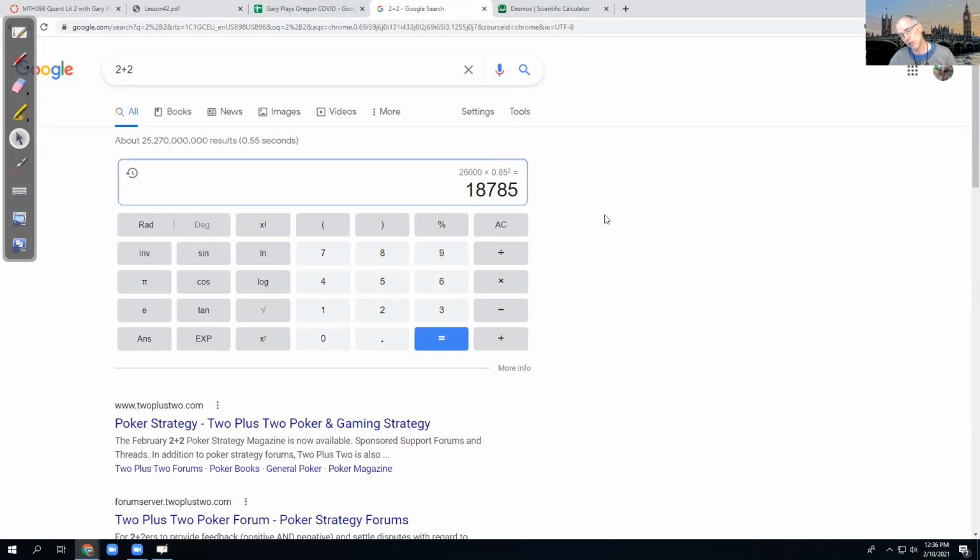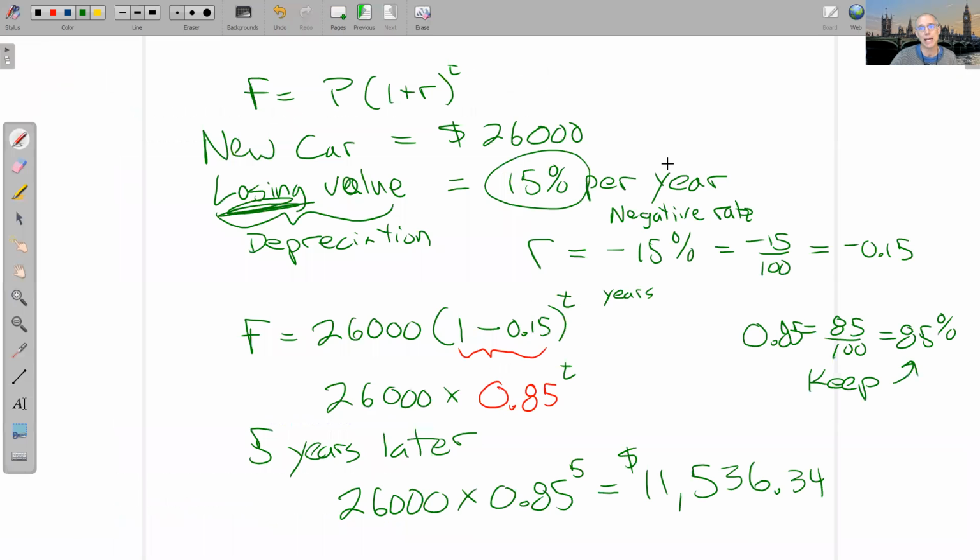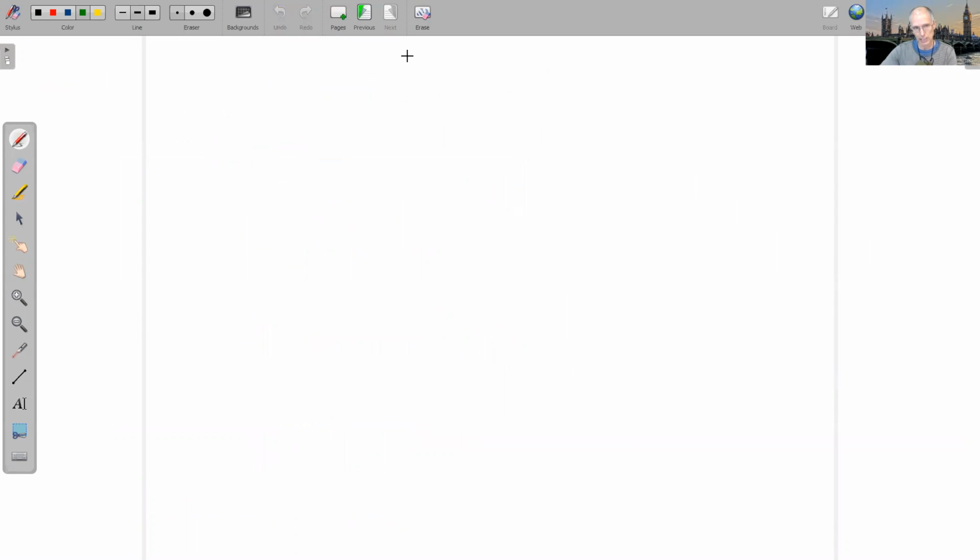Okay, so that's the car depreciation problem. It's an extension of our compound interest problem. And the key here is that rates can be negative, in which case we subtract from 1 instead of add to 1. So 1 is the base, 100% means what did you start with? That's what the 1 represents. All right, Ebola cases is the next problem.